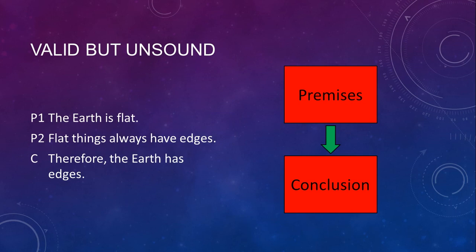Here's another one. The earth is flat. Flat things always have edges. Therefore, the earth has edges. Right? Clearly, if the first two things are true, the third thing must be true, but then the first two things aren't true. So valid, but unsound.